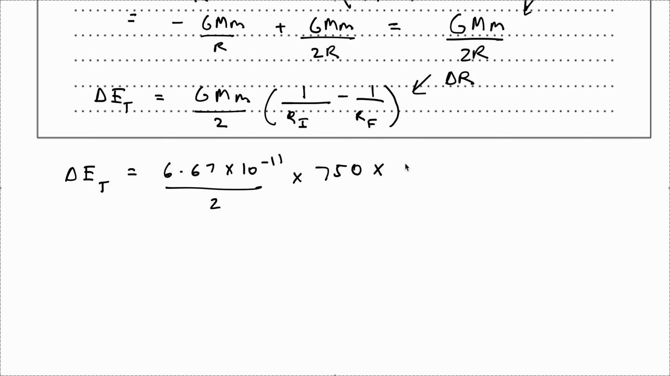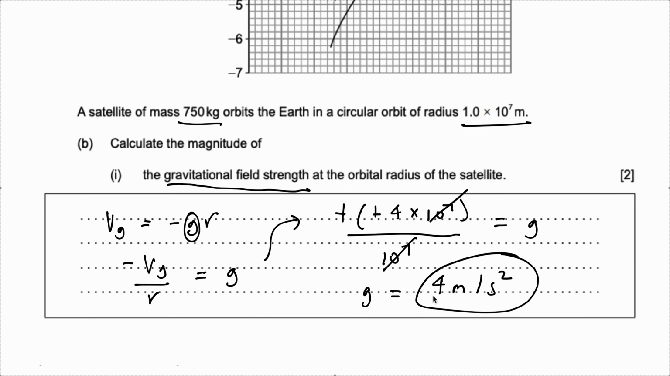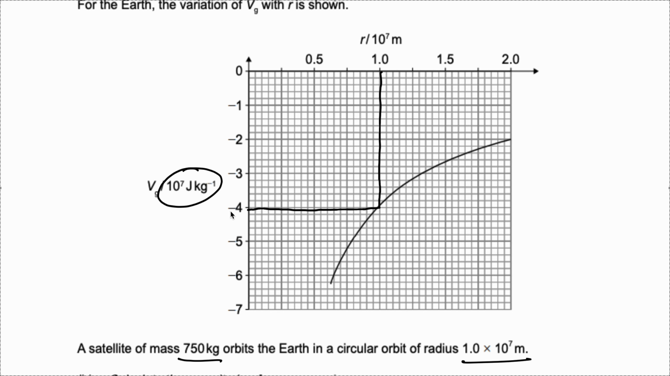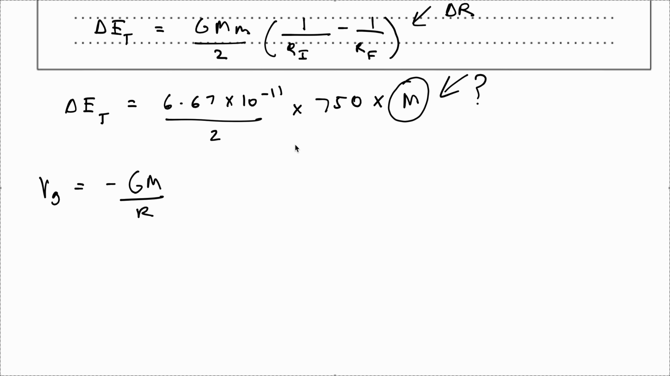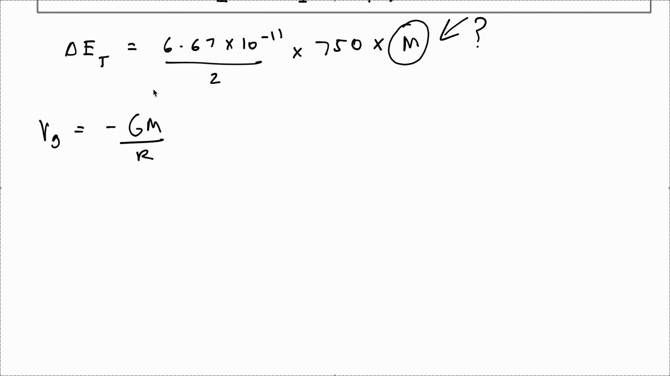Well, to find the mass of the planet, this is what we can do. We know that Vg is equal to negative GM over r, correct? Now we know the gravitational potential at a certain point, which we calculated here, is negative 4 times 10 to the power of 7. That's the gravitational potential at this orbital radius right there. So using some constant values from the graph, we can find the mass of the planet.